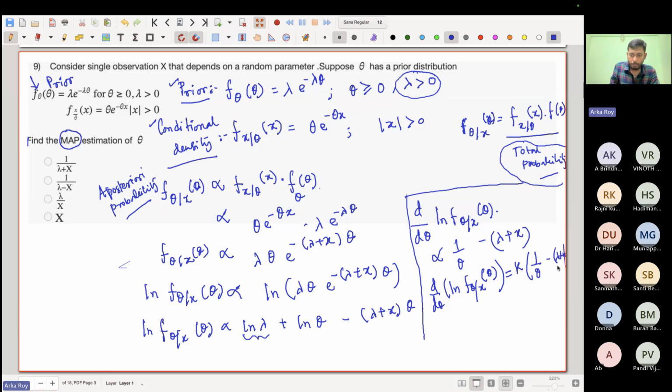Now we can equate this whole thing, the derivative, with 0 to find the maximum point. Therefore k into (1 by θ minus λ plus x) is equal to 0. So I can write θ equals 1 divided by (λ plus x). So this is the final answer.